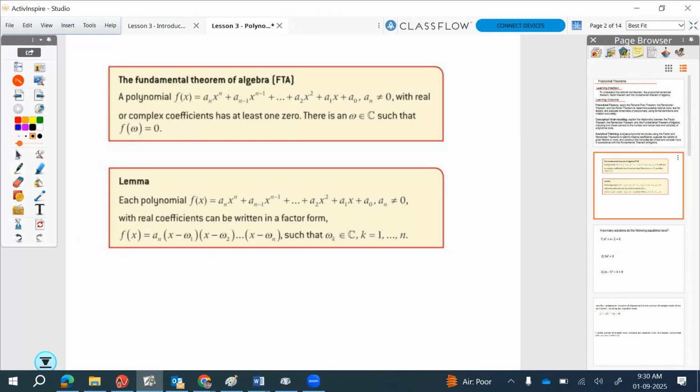That's why this last term here is a0. If we count from 0 to n, we're counting n plus 1 terms. If we're counting from 0 to 5, we're counting 6 numbers: 0, 1, 2, 3, 4, 5. So there's always n plus 1 terms in an nth degree polynomial. So that's our first bit.